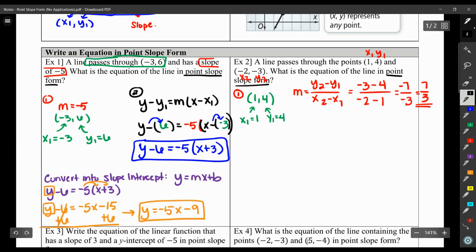Now that we have the slope and a point, it didn't matter which one we picked, so we just picked this one.